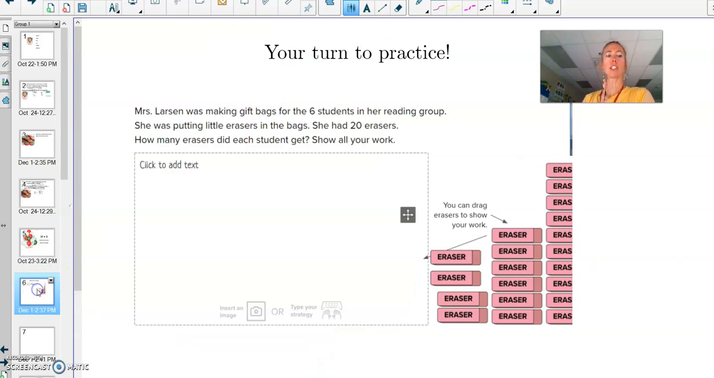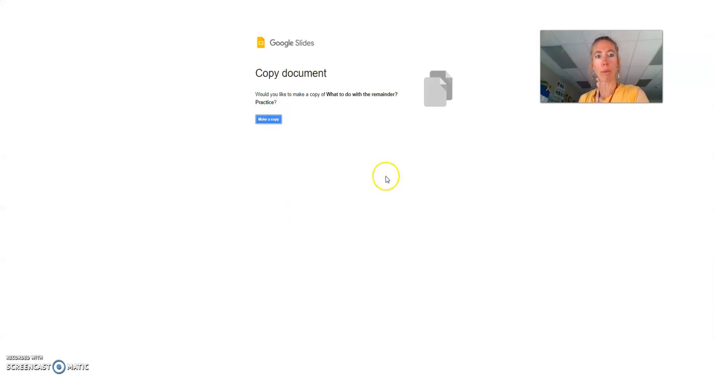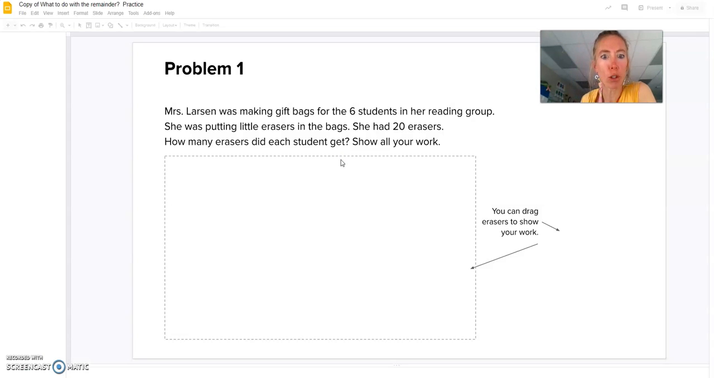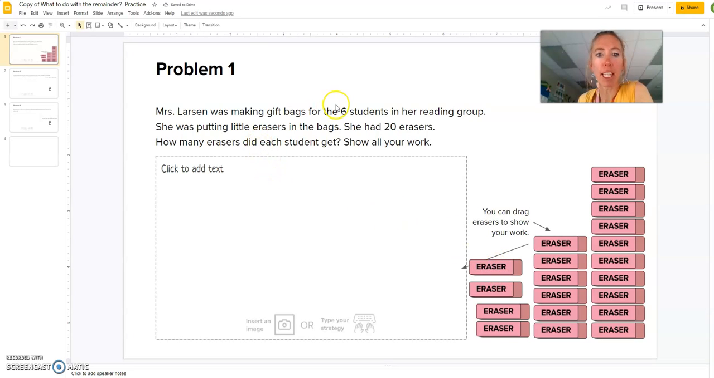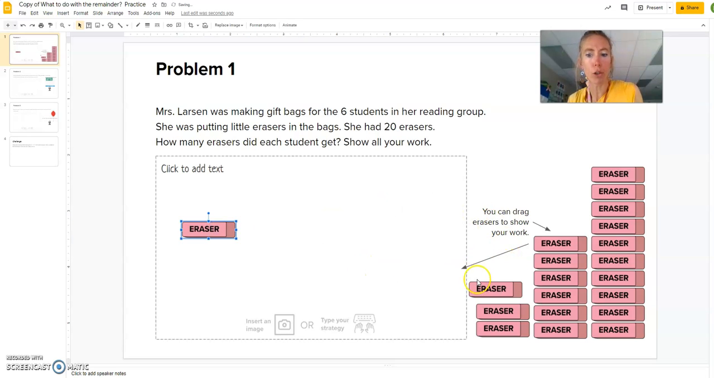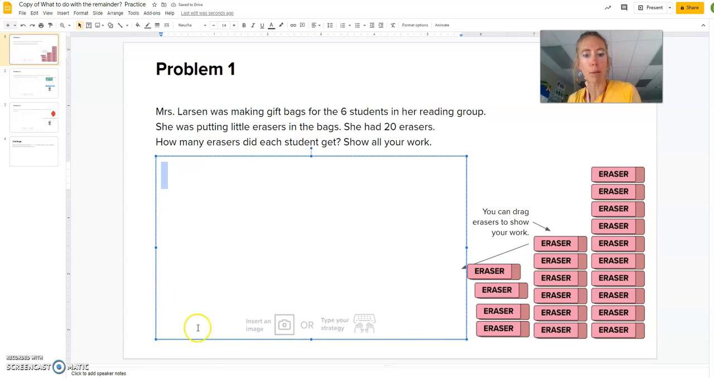Okay? The practice you're going to do today is on a Google slide deck, and you get to make the actual pictures or whatever it's about. You actually get to use, like this one's about erasers, you get to use erasers. So Mrs. Larson was making gift bags for 6 students in her reading group. She was putting little erasers in the bags. And she had 20 erasers. So if she put the same amount in each bag, how many is each bag going to get? So you can go ahead and move these erasers over if you want to do that. Okay? You can type in your thoughts on what to do, or maybe you're going to do it on paper and you're just going to insert your strategy there.